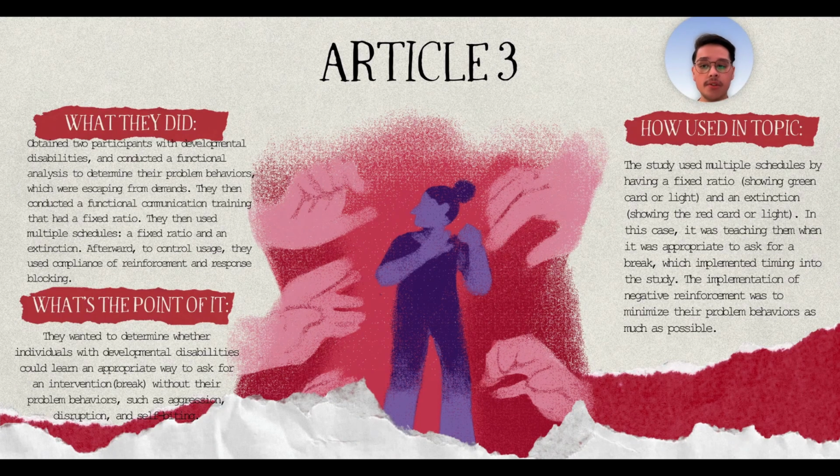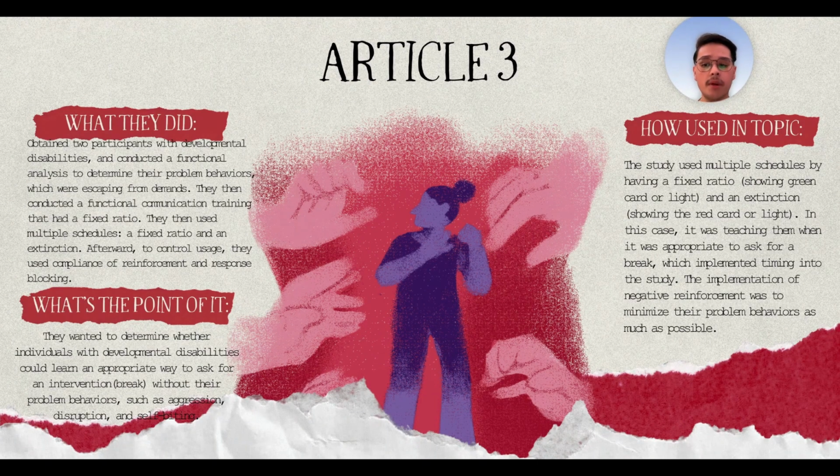They then used multiple schedules, so the fixed ratio showing the green colored items and the extinction when shown red card or light, they were not given a break. To control their usage, they used a compliance of reinforcement, meaning when break was not allowed, they were given a snack or other type of activity, and response blocking, meaning they were not able to ask for a break.